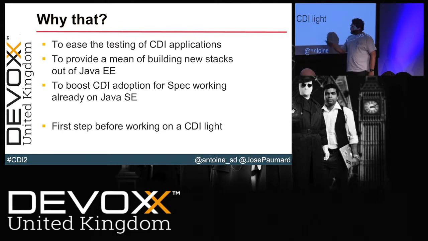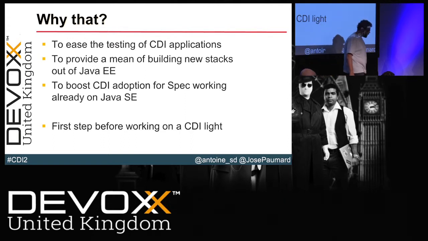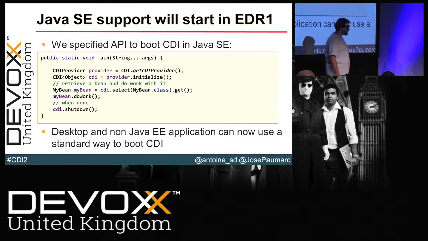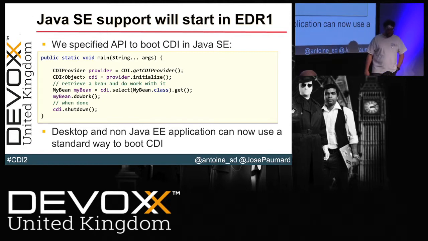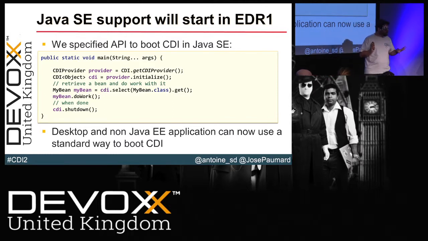And another point, I will come back to this later, is that if we go that way, it will be the first step to provide another version of CDI Lite, which could also help developers to adopt CDI easily. So the good news is that this Java SE support is included in the early draft, which is around the corner. So we specify an API to boot CDI in Java SE. It's a very straightforward API right now.